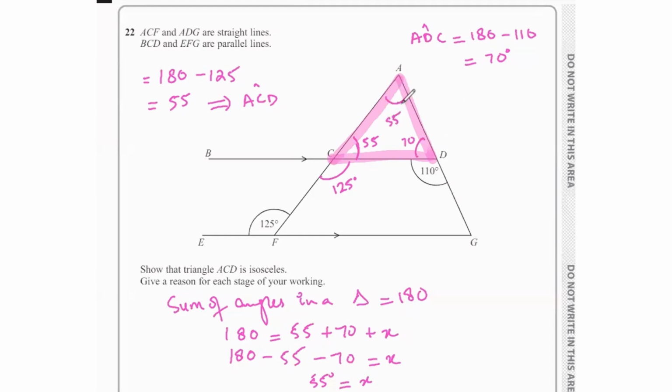And for an isosceles triangle, you need to have two equal angles. So if two angles are equal, that means these two lengths are also equal. So now we can prove that this is an isosceles triangle.